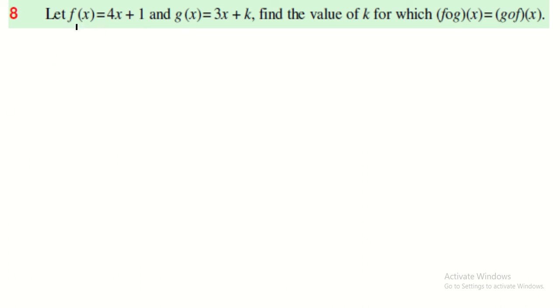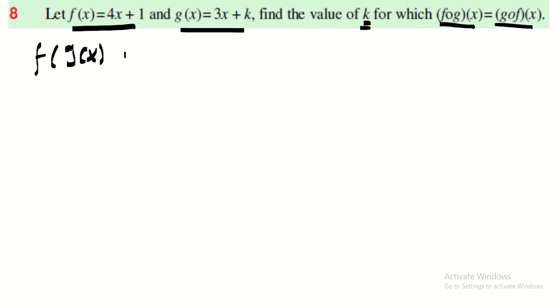Question number 8, f of x is given to you here, 4x plus 1, and g of x is given to you, 3x plus k. So for what values of k does f of g of x equal g of f of x? Let's do it. Here nothing I can do, simply process it. F of g of x is equal to g of f of x. It's given to you already. It says they are equal. For what values of k? The two are equal. Okay, let's equalize and continue.